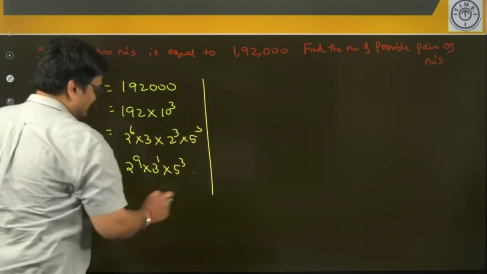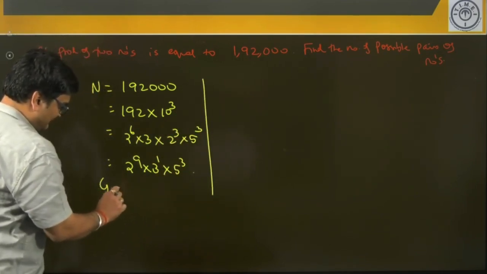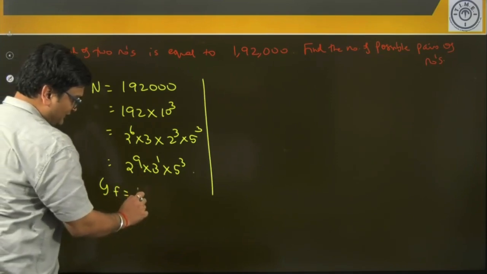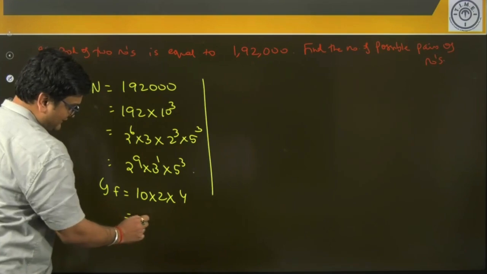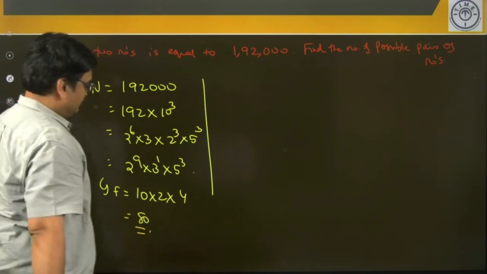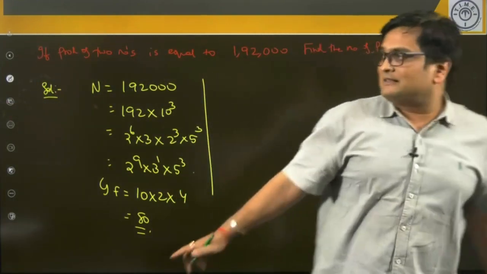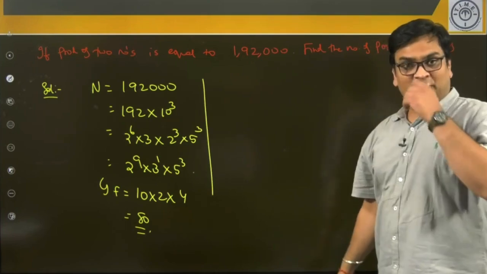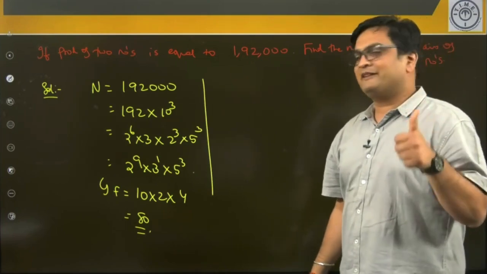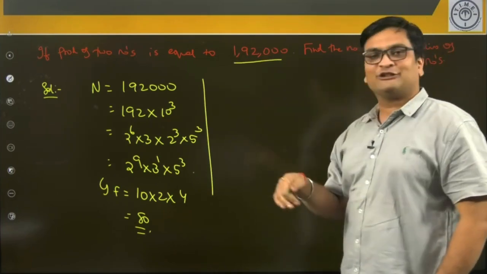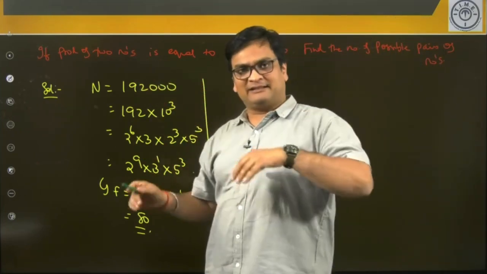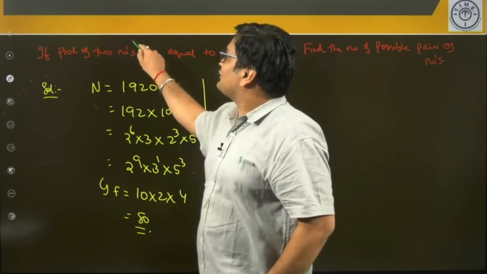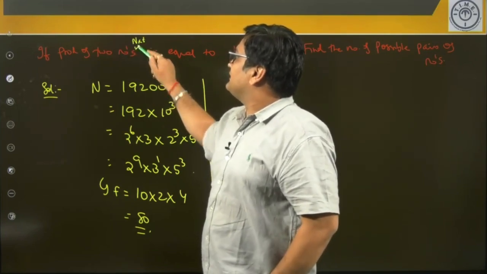Now once we have that, what will be the number of factors for this, by the way? The number of factors will be 9 plus 1, 10 into 2 into 4, which will be 80. So there are 80 factors that this large number has. Now if there are 80 factors, in how many ways can we write this as a product of two factors, two numbers? By the way, when I say numbers here in this context, I mean natural numbers.